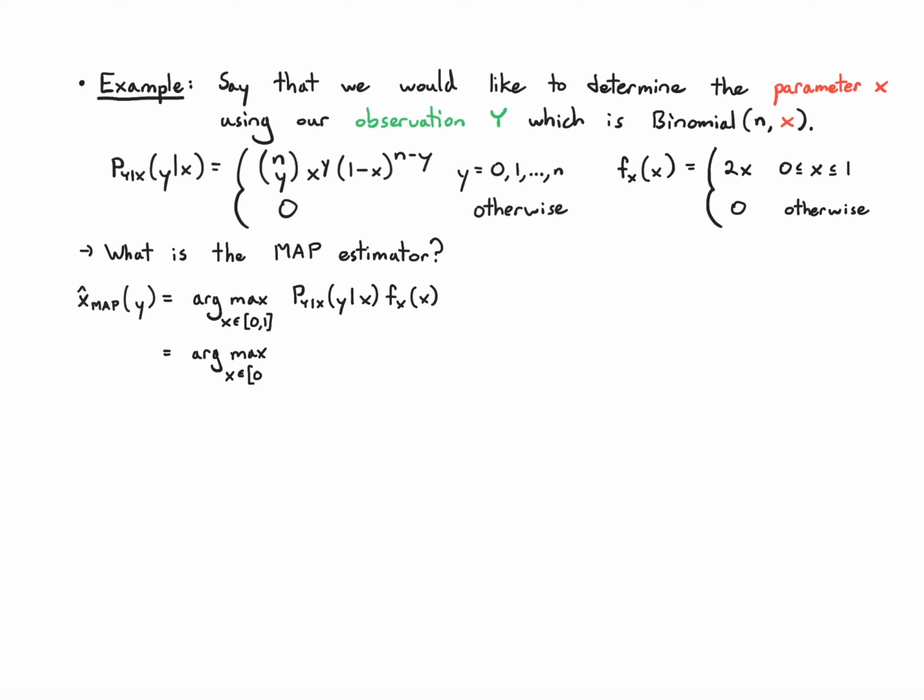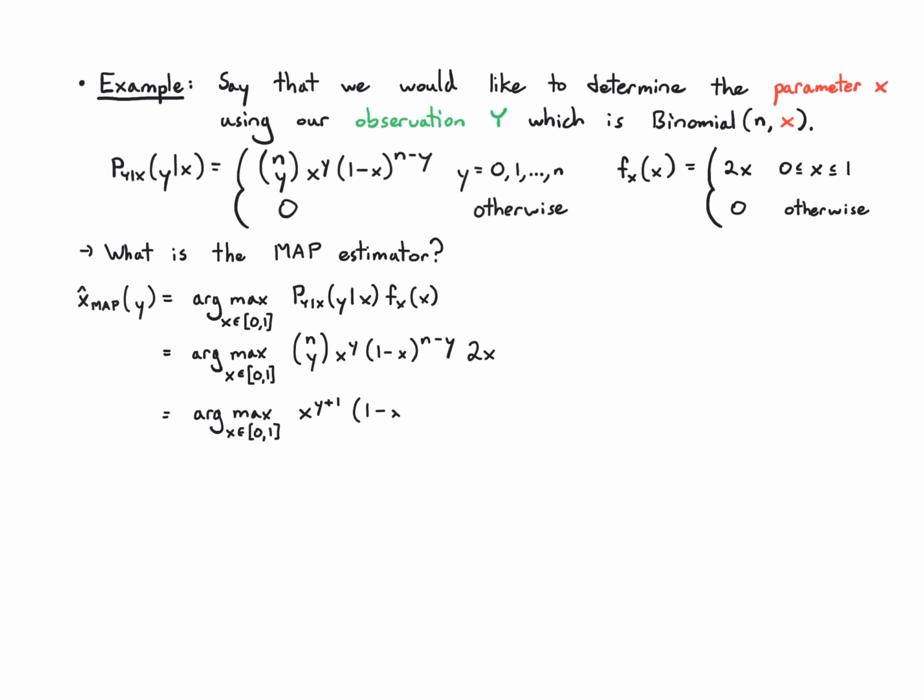Okay, so I plug in both distributions, I get n choose y, x to the y, 1 minus x to the n minus y, 2x, right? So I plugged in the prior distribution for x. Okay, so dropping the 2 and the n choose y does not change the location of the maximum, so that's what I'm going to do. Okay, so I'm just going to write out the same thing. I'm going to drop the n choose y, and I'm going to drop the 2 from 2x.